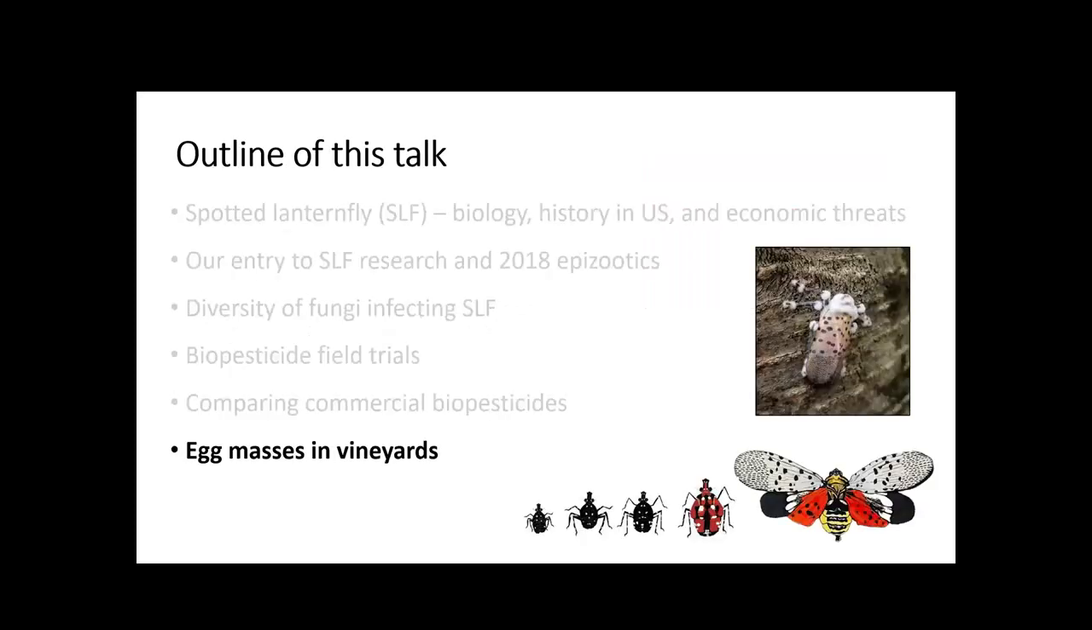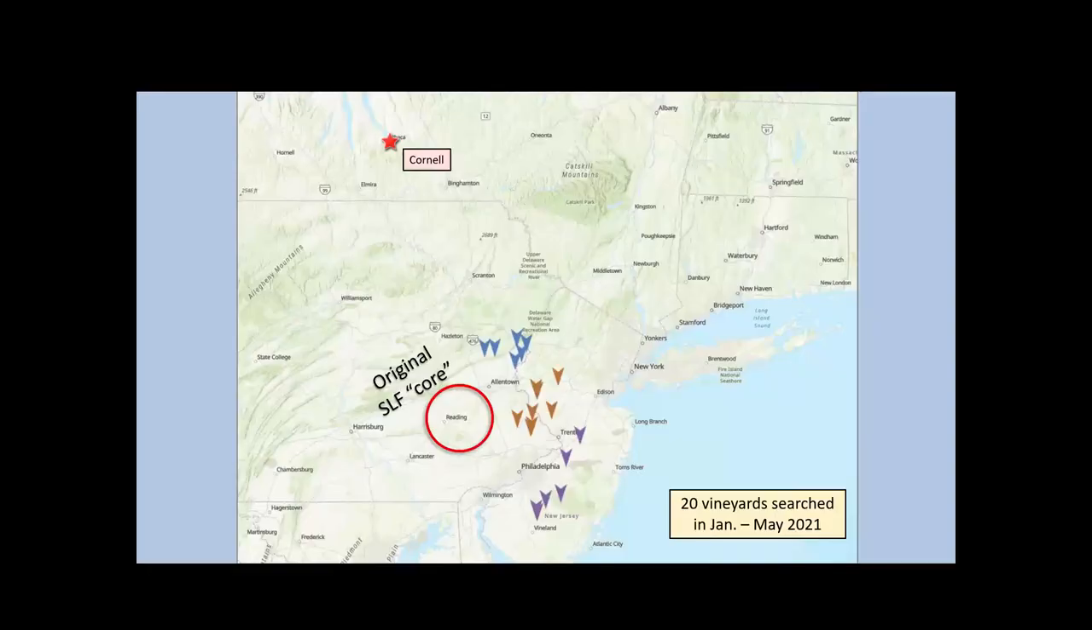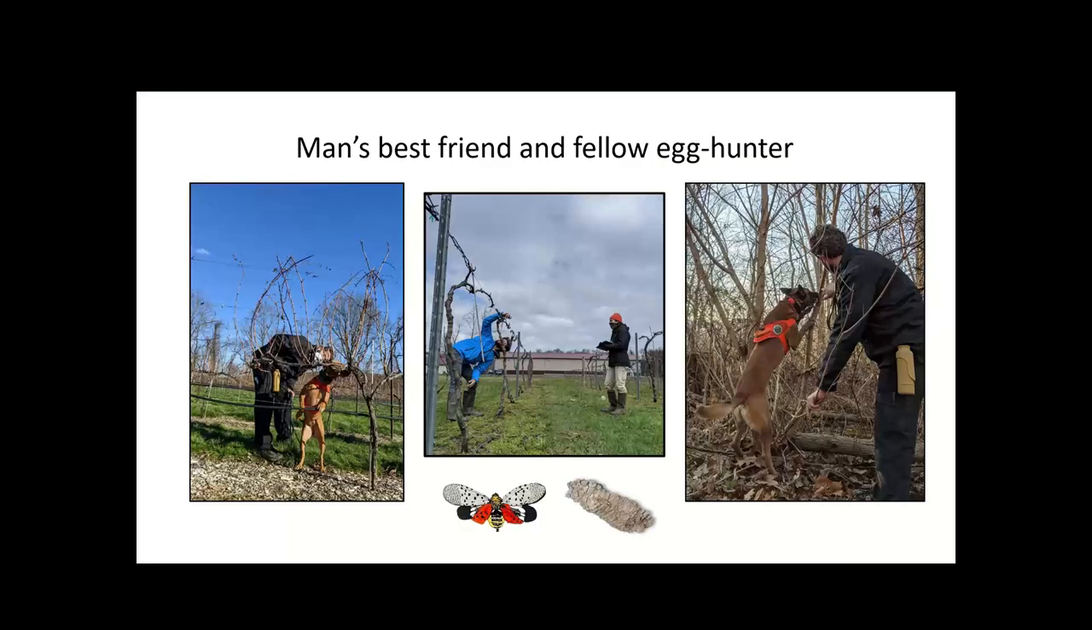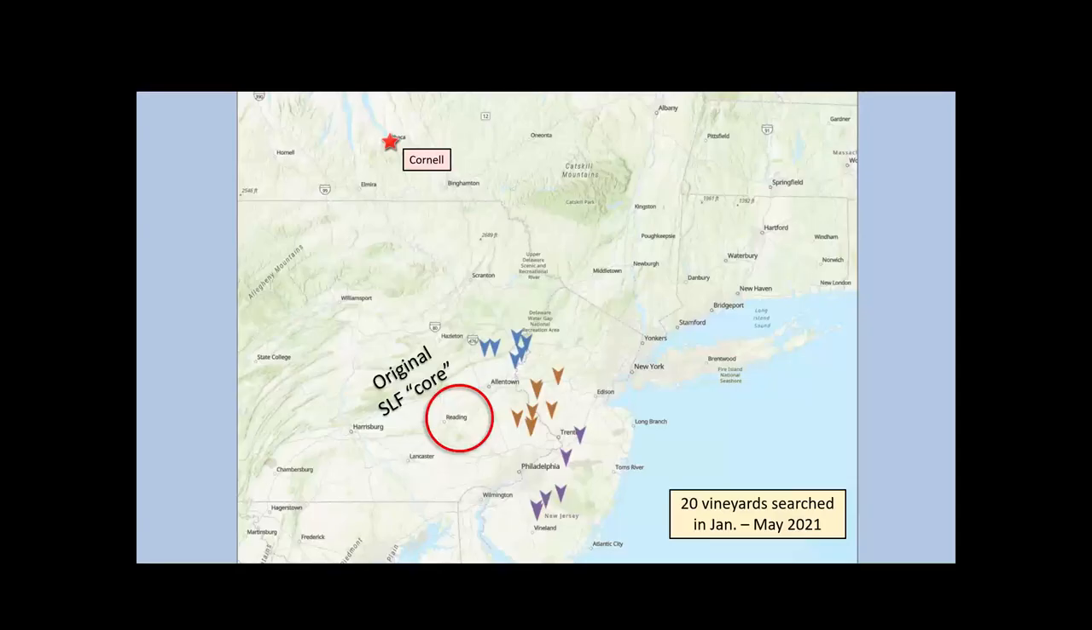All right, so getting to the last section of my talk, we're gonna switch topics almost entirely. I'm gonna talk a little bit about egg masses in vineyards. But if you're a dog or a cat person, there's a nice treat in here because this involves scent detection dogs. So let me just highlight the map here.